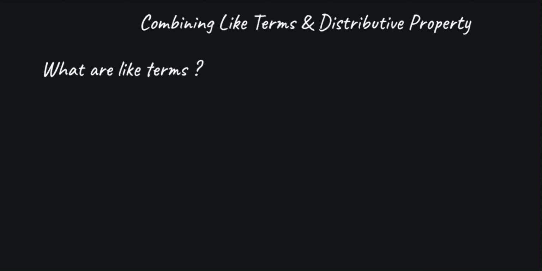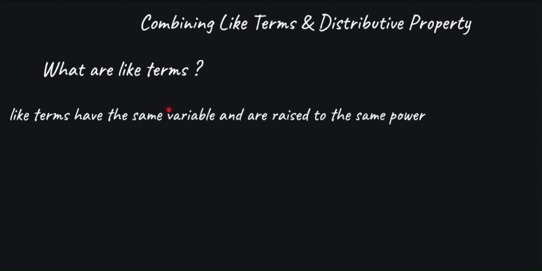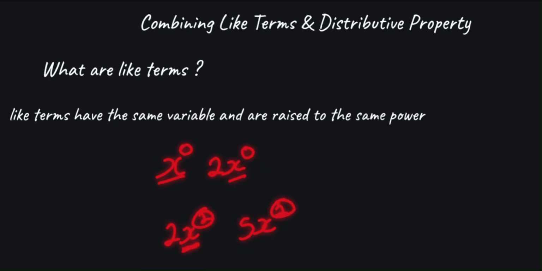So, what are like terms? Well, like terms have the same variable and are raised to the same power. An example could be x and 2x. These are like terms because they have the same variable and they're raised to the same power. 2x squared and 5x squared. These are like terms because they're raised to the same power and they have the same variable.